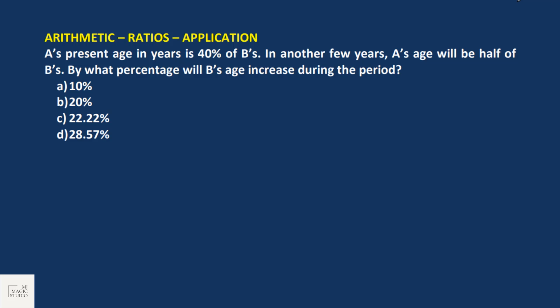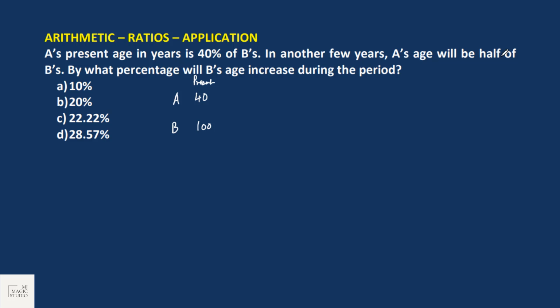Another one from arithmetic. Again, as we know, there are 6-7 questions that would be from arithmetic. Ratios, its application in age-related questions. You know the drill. A's present age in years is 40% of B's. So if B's present age is suppose 100, then A's present age is 40.